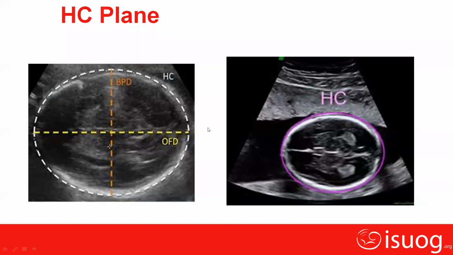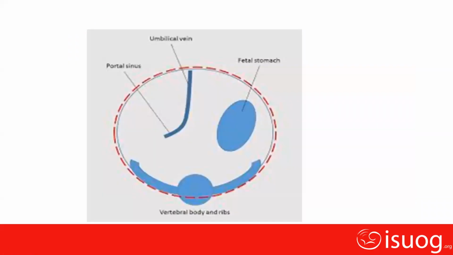Now coming to the abdominal circumference. By measuring the abdominal circumference, it should be as round as possible, and the visualized ribs should be symmetrical. We should measure the AC with the umbilical portion of the left portal vein in the abdomen, and both the umbilical vein and portal sinus are seen and form a J shape. This is called the hockey stick sign. So, arrow sign.